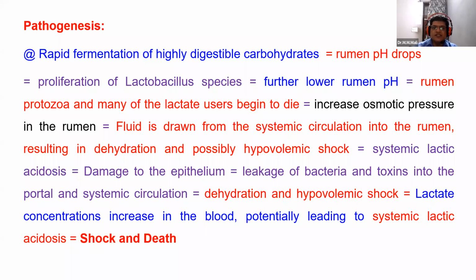Ultimately, there will be systemic lactic acidosis that causes damage to the epithelium and leakage of the bacteria and toxin into the portal and systemic circulation. The dehydration and hypovolemic shock are further aggravated, and the lactate concentration increases in the blood, potentially leading to systemic lactic acidosis, shock, and death. So, this is the brief pathogenesis, and we all know about this.